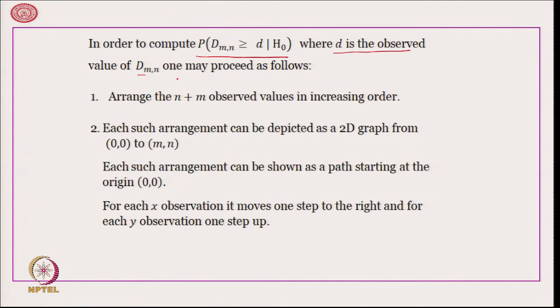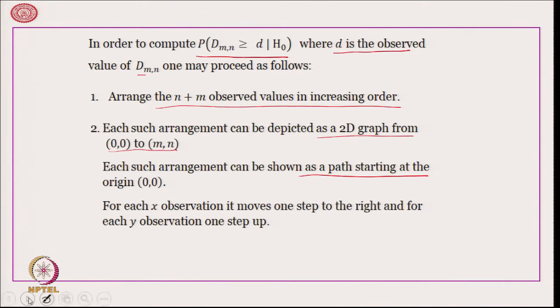Exactly what we have done: arrange the m plus n observed values in increasing order. Each such arrangement can be depicted as a 2D graph from 0 0 to m n. Thus, each such arrangement can be shown as a path starting from 0 0 and going up to m n. How do we show this path? For each x observation, we move to the right, and for each y observation, we move up. Like that, after m plus n movements, we reach m n from 0 0.